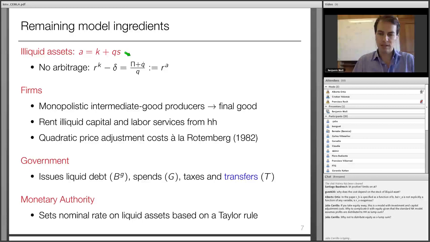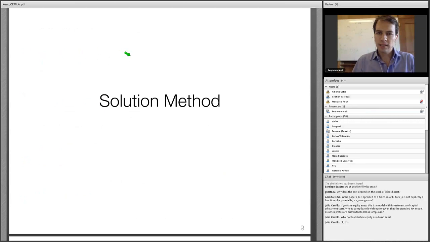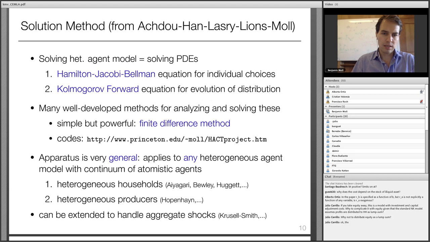Okay, great. Let me briefly talk about the solution method, because I think we're doing fine on time. This is a bit of an interlude. As I said, the key difficulty here is having to keep track of this joint distribution of liquid assets, illiquid assets, and income. So A, B, Z, which is this very complicated infinite dimensional object. The way we solve this is using a continuous time method I've developed with some other people. And here's roughly how this works.